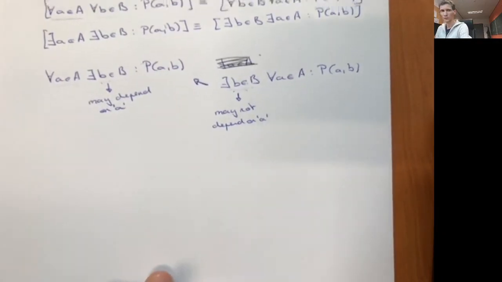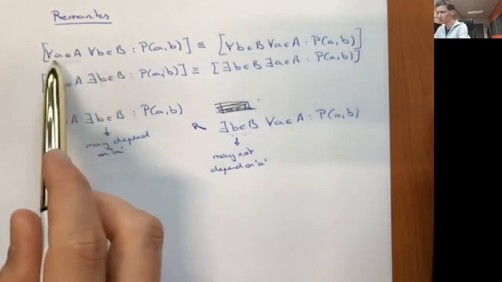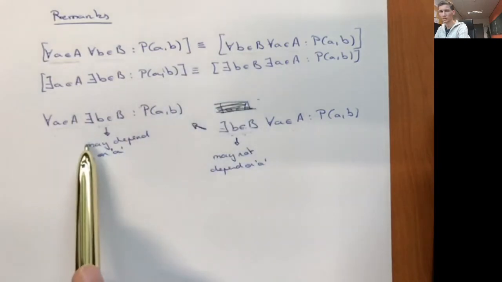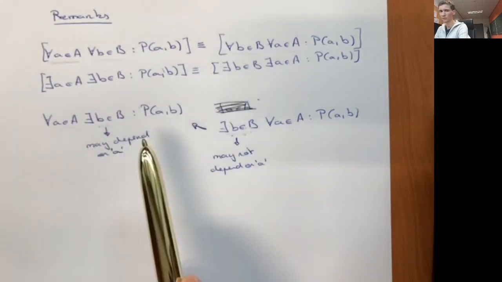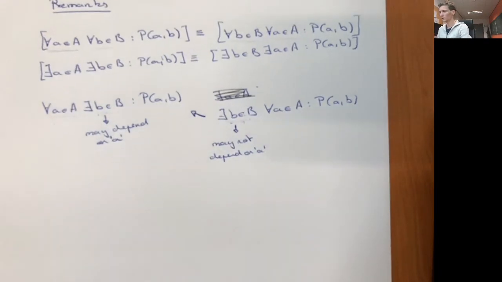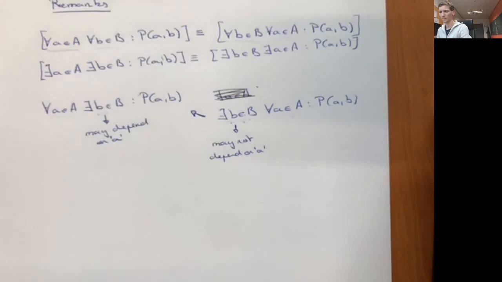So you have to be careful when mixing up quantifiers with each other. You can exchange two universal quantifiers and you can exchange two existential quantifiers. You cannot exchange a universal and an existential quantifier and expect them to give you the same formula, because this one is much stronger than this one.